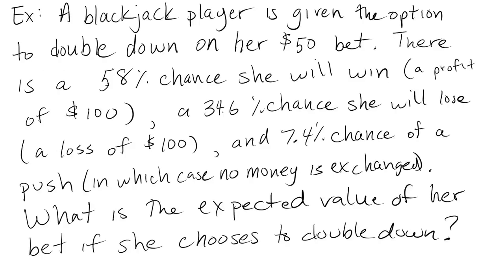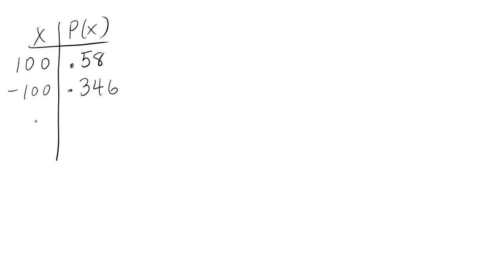And then there's a 7.4% chance of a push. That's the one we want to represent by 0. You break even when you push. The decimal here is 0.074. Now we have a table of everything that can happen in the experiment and the corresponding probabilities. Now we can use the expected value formula.